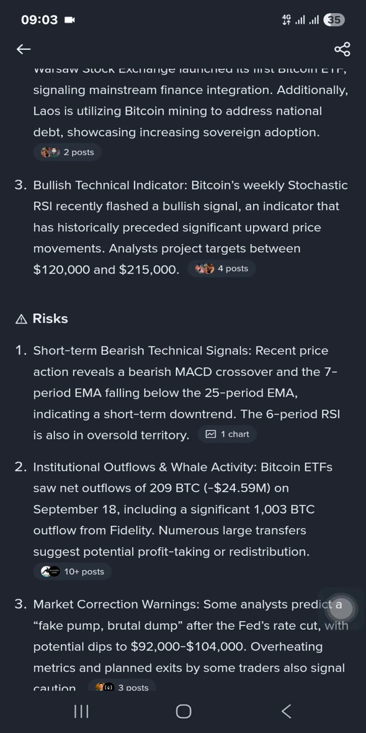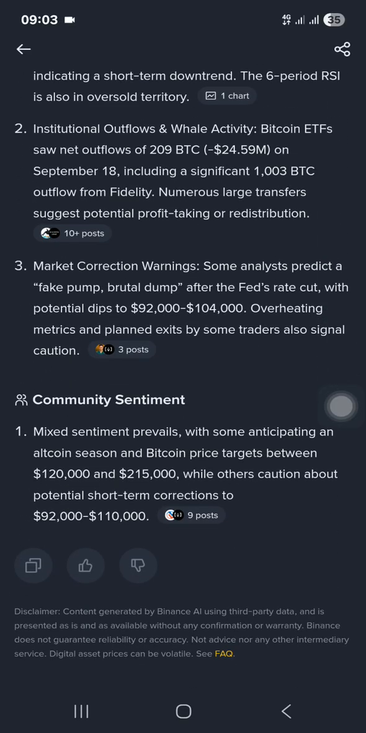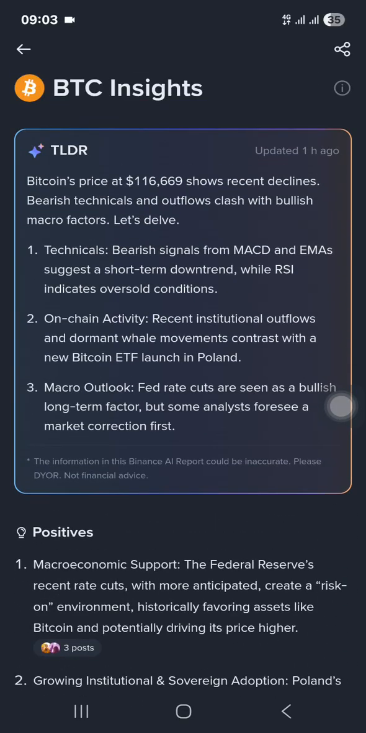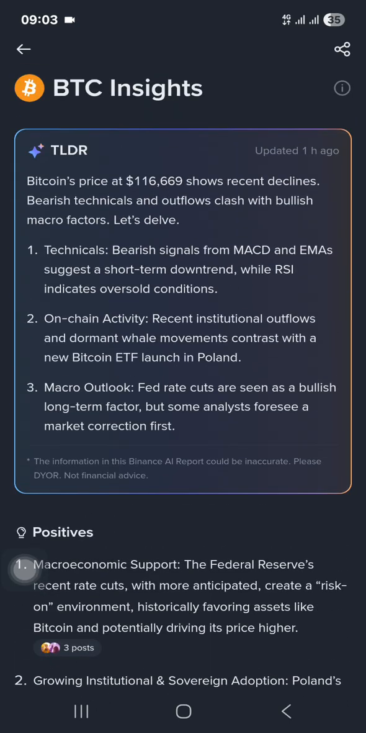The risks involved here are just short-term risks. Look at the risks. It's just short-term bearish technical signals. As a matter of fact, all these things that we are reading here, both the positive, the risks, and the community sentiment, the summary is all this one. This is the summary of everything. This one is just a detail. So if you don't want to read the remaining 3, just focus on this one. The summary here, that's the TLDR.